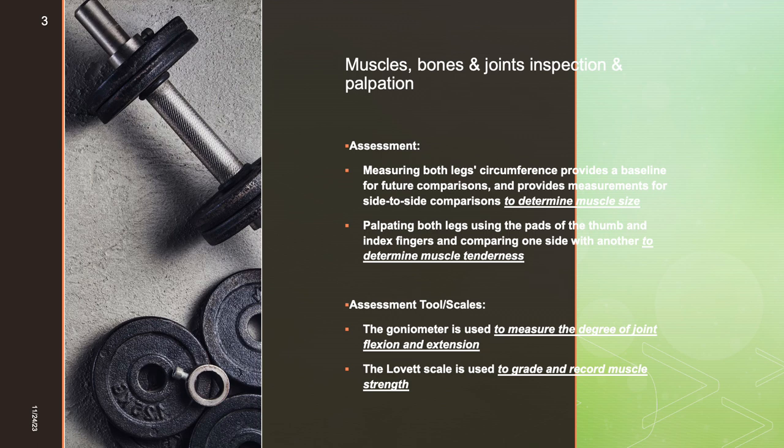So it's used to measure the degree of joint flexion and extension. Please remember that. Please remember the Lovett scale, sorry, is used to grade and record muscle strength. All right. Know that palpating both legs is used to determine muscle tenderness, and know that measuring both legs determines the muscle size. I know that sounds crazy, but let's just understand these concepts, and then let's go to the next slide.